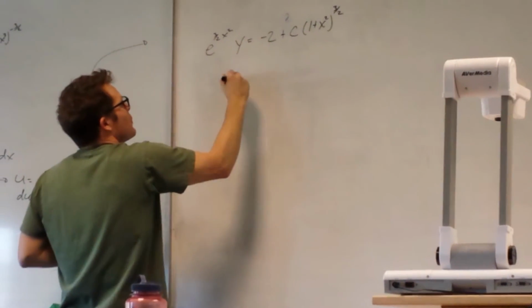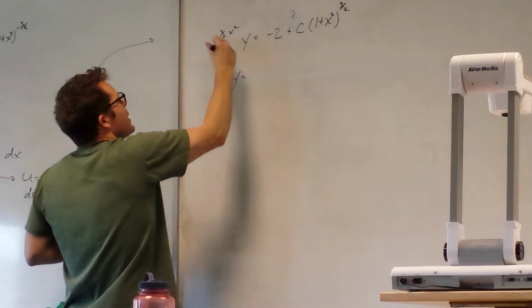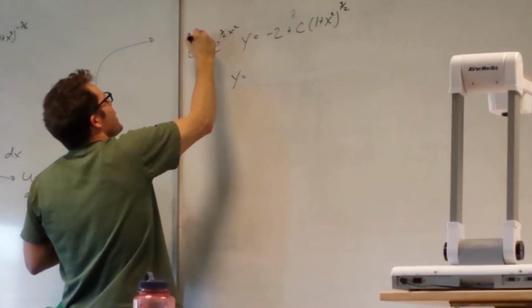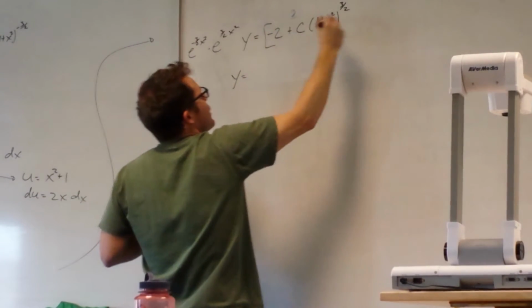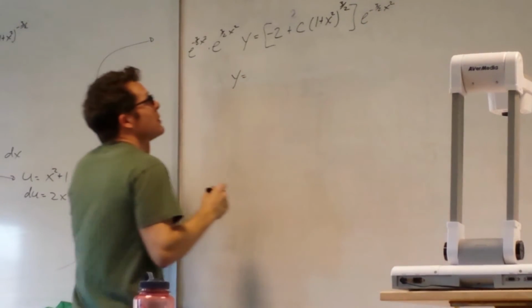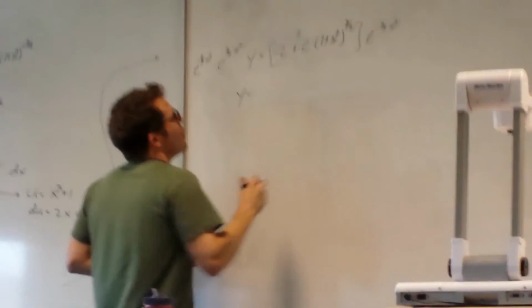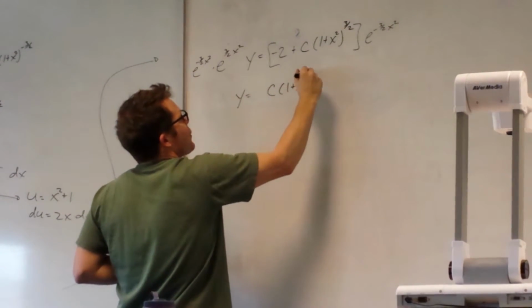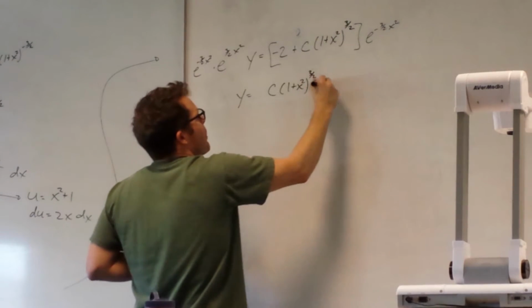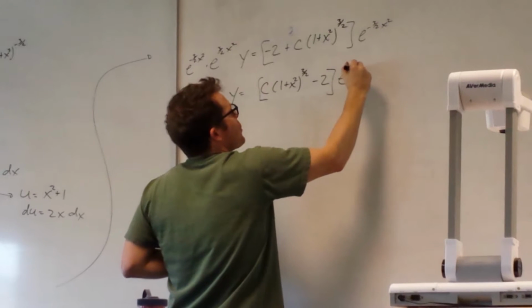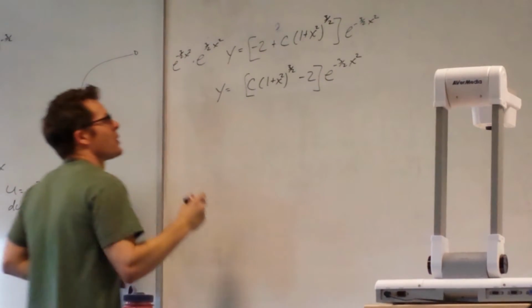And by the way, dividing by e to the 3 halves x squared is the same thing as multiplying both sides by e to the negative 3 halves x squared. So do that to both sides. I'm going to write it this way. y equals c times 1 plus x squared to the 3 halves minus 2, times e to the negative 3 halves x squared. Now we can handle the initial condition.